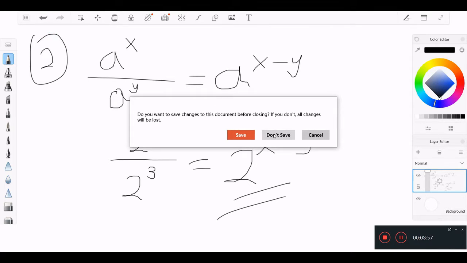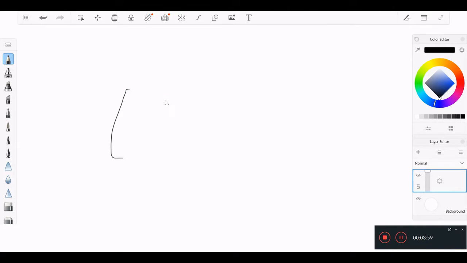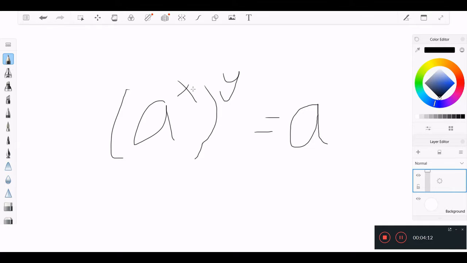So we go further. The third one will be (a^x) with the power of y outside. In this case, you just multiply these two, so you will become a^(xy). The difference is that when the bracket has a power of y outside, you multiply the powers together.